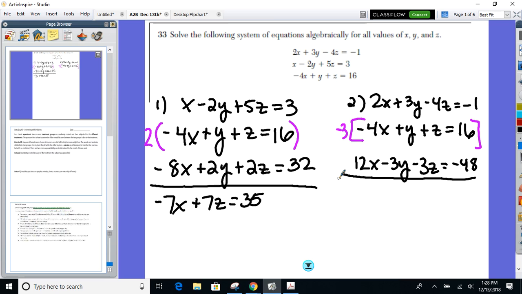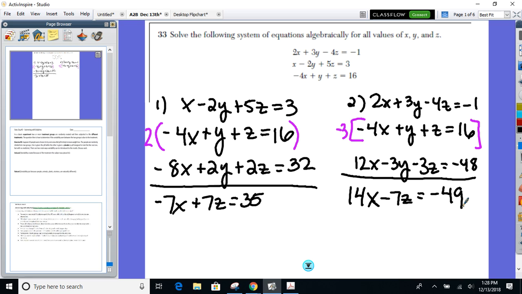Combine your terms, 2x and 12x. 14x, 3y's are gone. What about the z's? Negative 7z. And then numbers, negative. Okay. All right, I've officially eliminated the y's.